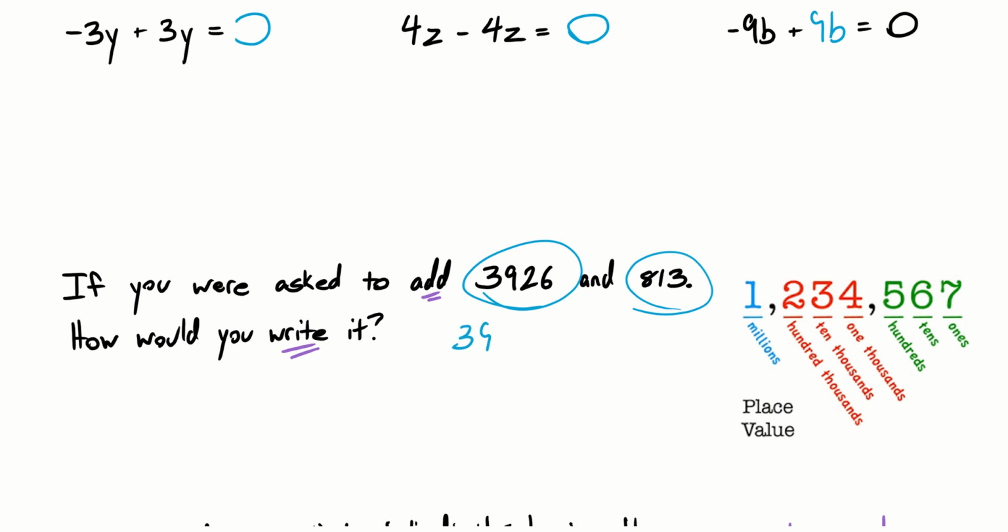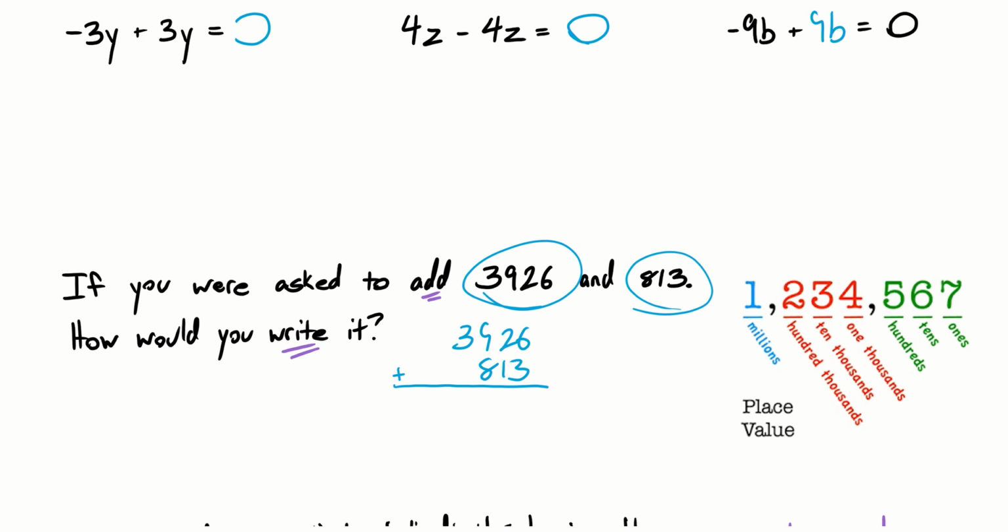Would you do this? 3,926 plus 813. Would you write it horizontally like that? Probably not. We learned the best way to do it is to take those two numbers and stack them on top of each other. I want to assume that most people in this room, most people watching this video, would take that 813, put it right below the 3,926. Then you'd probably draw one of these lines here and put a little plus sign in the corner there, right?